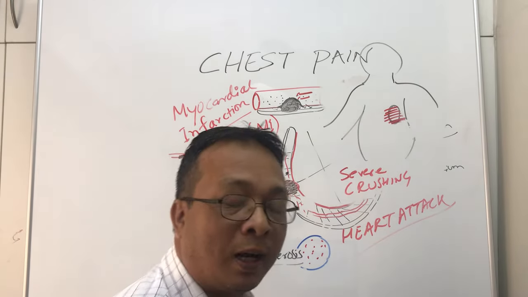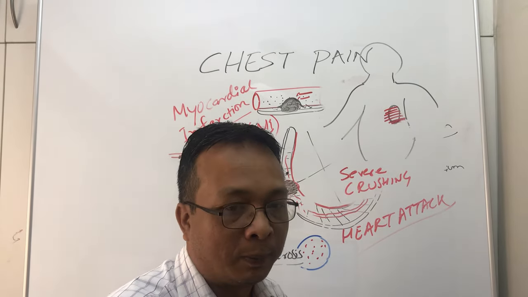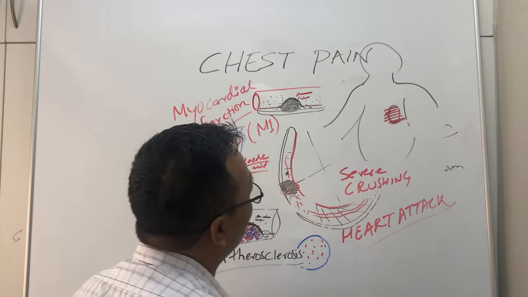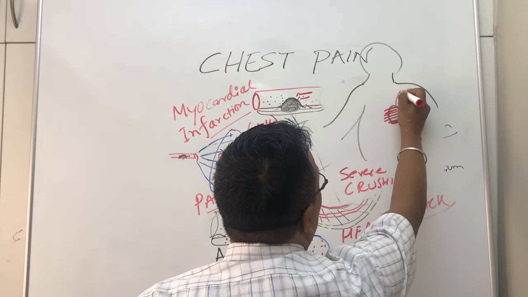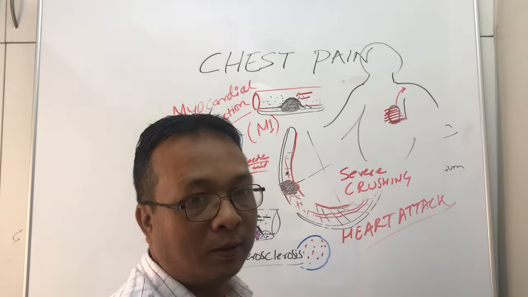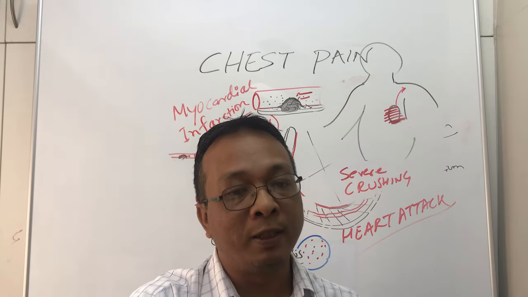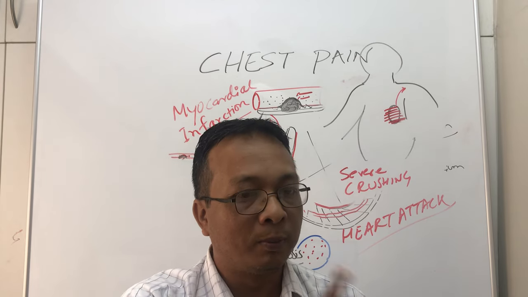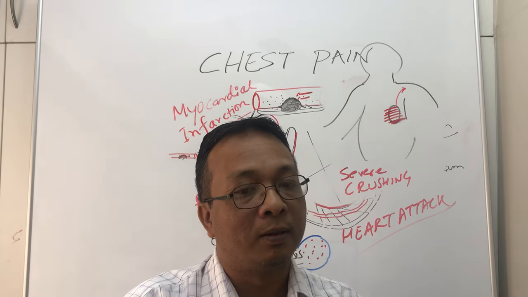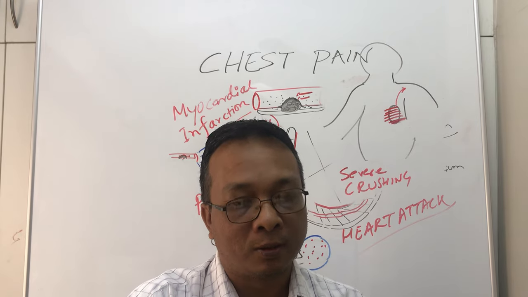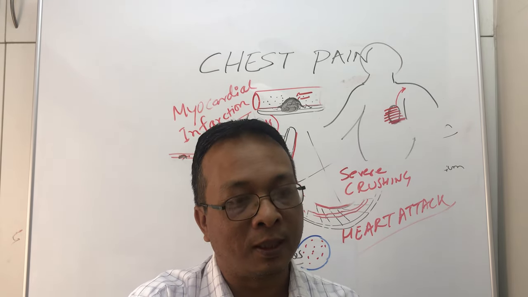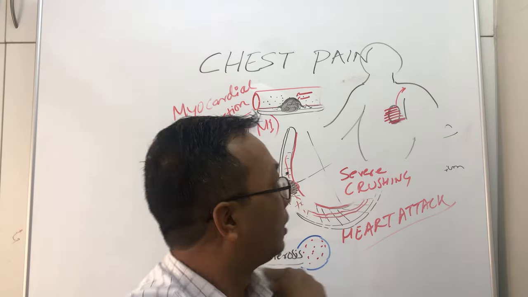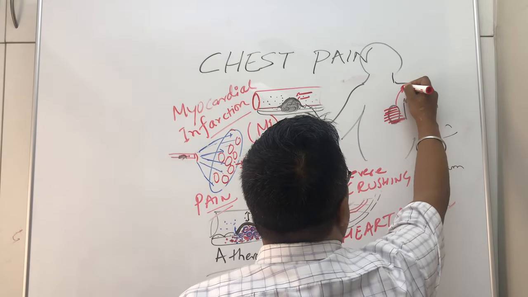Now remember, when there is a heart attack, or we say myocardial infarction, MI, the pain is not only here, pain will also go to the left shoulder. He will say there is pain here in my chest and then pain in my left shoulder. So remember that. The chest pain in MI is pain in the left side of the chest, with pain in the tip of the left shoulder.